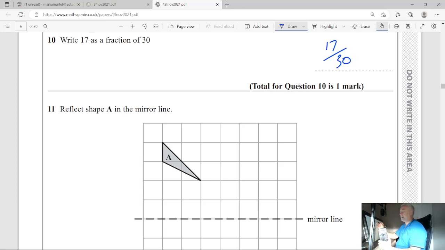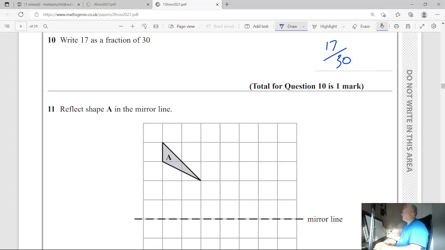Okay. Sometimes it will say in its simplest form. Okay. If that was 18 over 30, for instance, let's just go up and change that from a 17 to an 18, so it will simplify. Press that one, and it will give you 3/5.